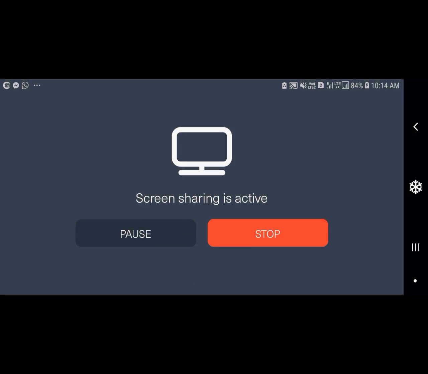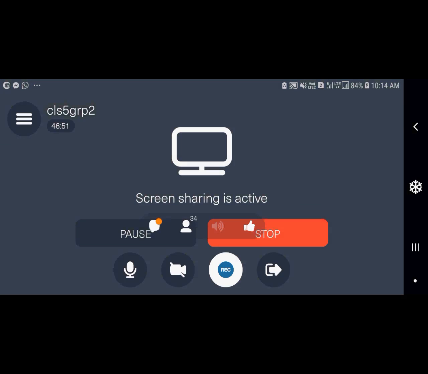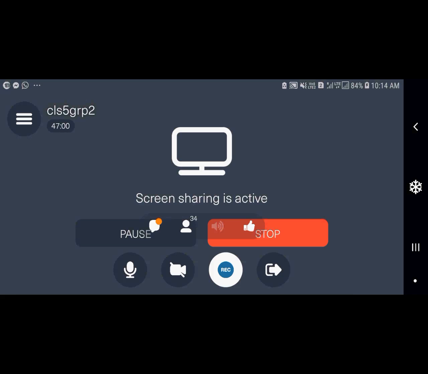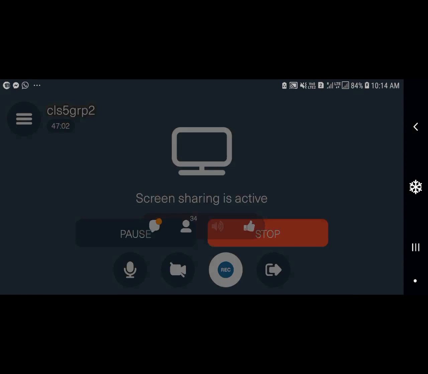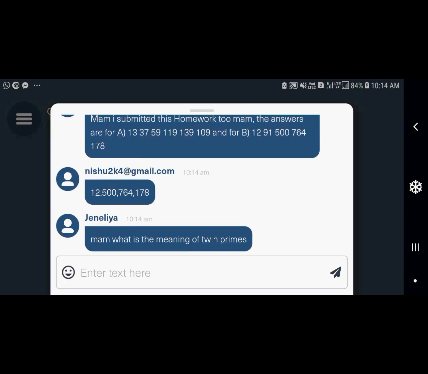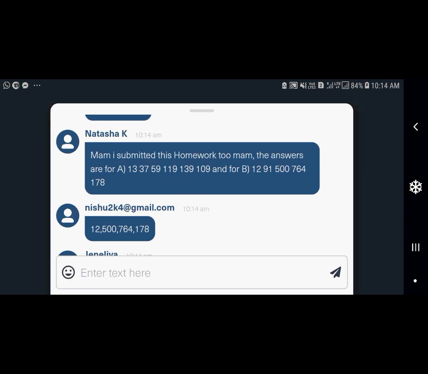211 is a composite number. Okay. And 764 is a composite number. Very good. Is he correct? All of you please put your answer. Is he correct? 89 is a composite number. Very good. Yes. Is 89 a composite number, children?